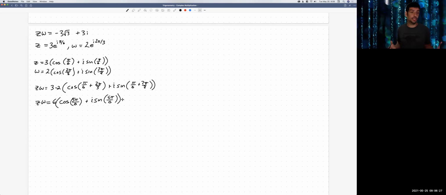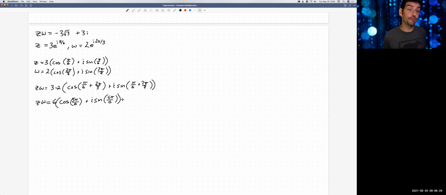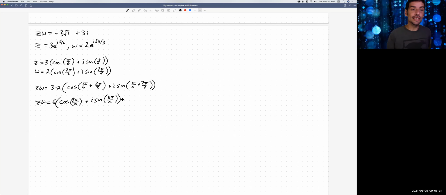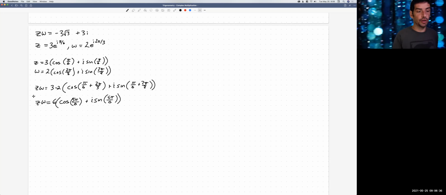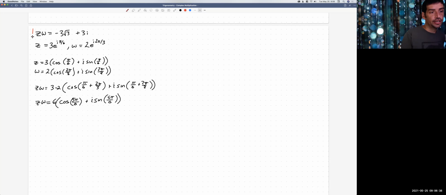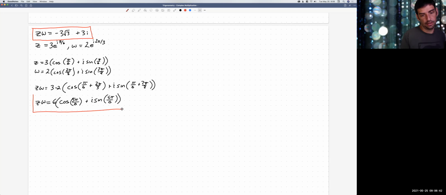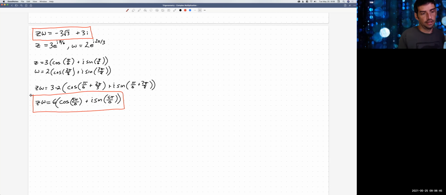Okay, so that gave us a much simpler way to multiply them if we already had them in polar form, which we often will. It's a very nice thing. Let's just confirm that these are the same numbers. So it should be the case, right? There should be no difference between doing it this way and doing it this way.